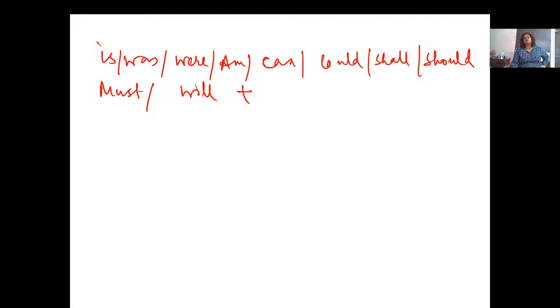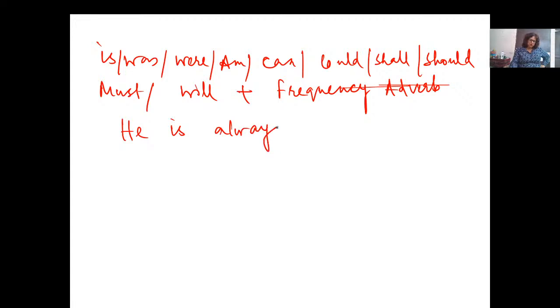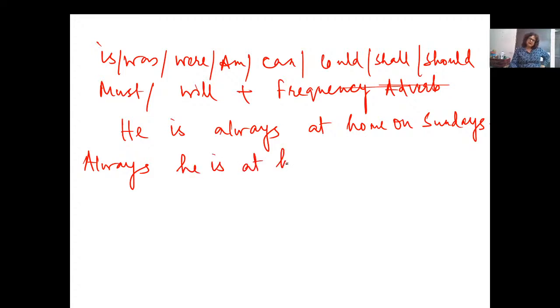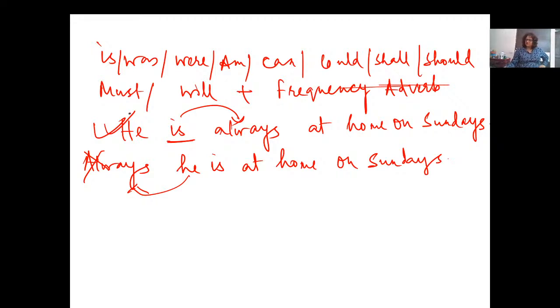Is, was, were, am, can, could, shall, should. After these, we can take a frequency adverb. Like that, if I write, "He is always at home on Sundays." And in the second sentence, "Always he is at home on Sundays." So guys, which will be the correct sentence? Here is is the auxiliary verb, and after the auxiliary verb we have to take always. But in the second sentence, before he, we take always. So that's why this will be the wrong sentence, and the first will be the correct sentence.